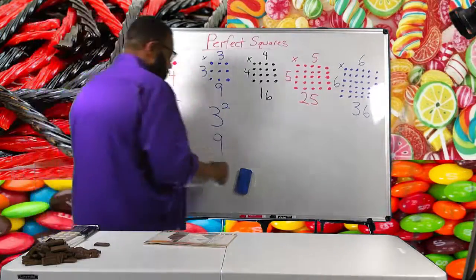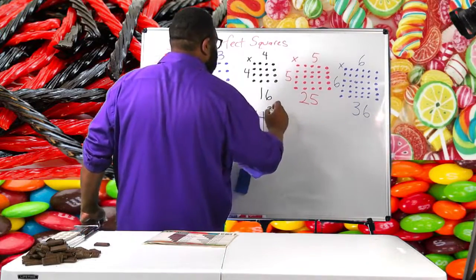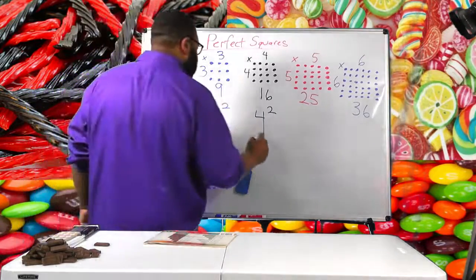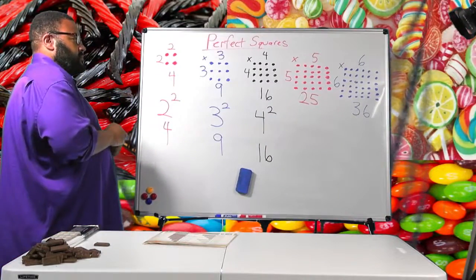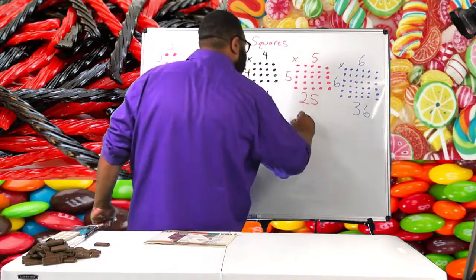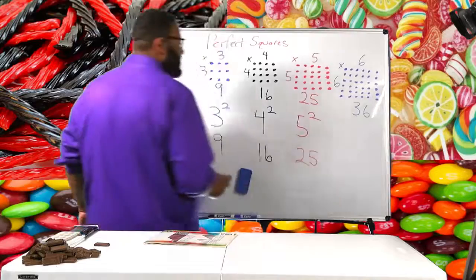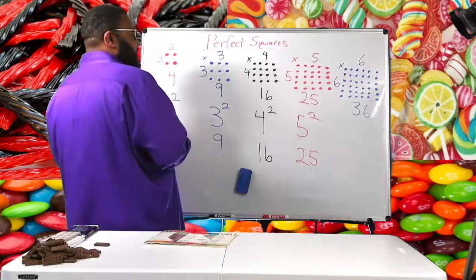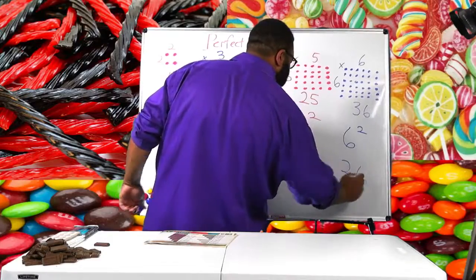I can do it also for 16, which would be 4 to the second power. That little 2 at the top is called an exponent. 4 times 4 is still 16. Questions or concerns with that? Same thing here. 5 to the second power is 25. And finally, the other one we put up here will be 6 to the second power, which will be 36.